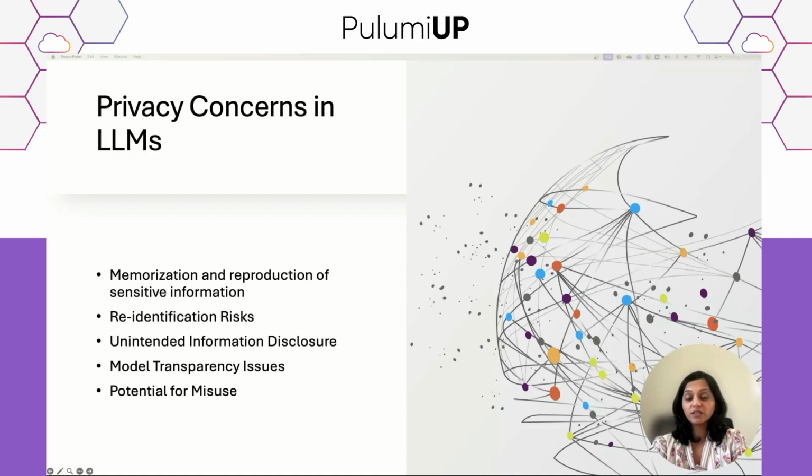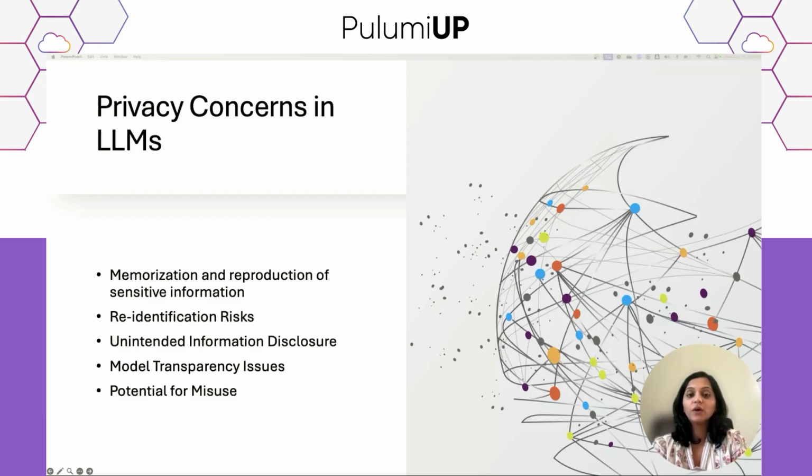First up is memorization and reproduction of sensitive information. LLMs are trained on vast amounts of data and they have an uncanny ability to remember and potentially reproduce that information. This means they might inadvertently spit out personal or sensitive information that was part of their training data. Now imagine an AI assistant accidentally revealing someone's email address or phone number in a conversation. Not good.